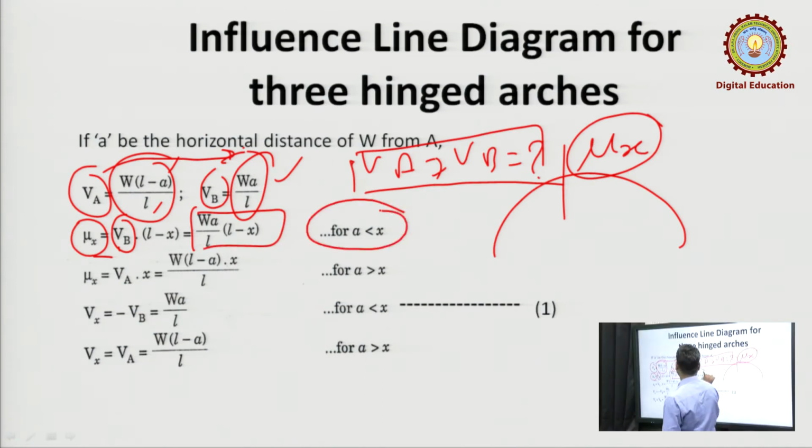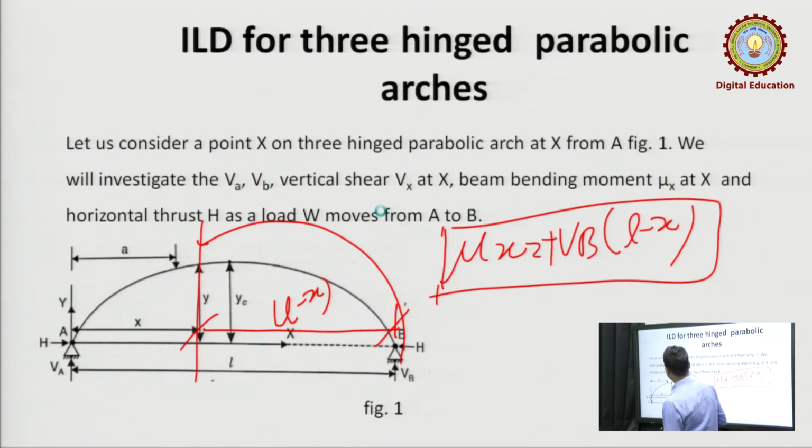This value is for when a is smaller than x. What does that mean? Your a is smaller than x, that means your load is working on the shorter side of the span. If your section is at x, for example 10 meters, you have to calculate the moment at 10 meters, but your load distance is 3 meters.